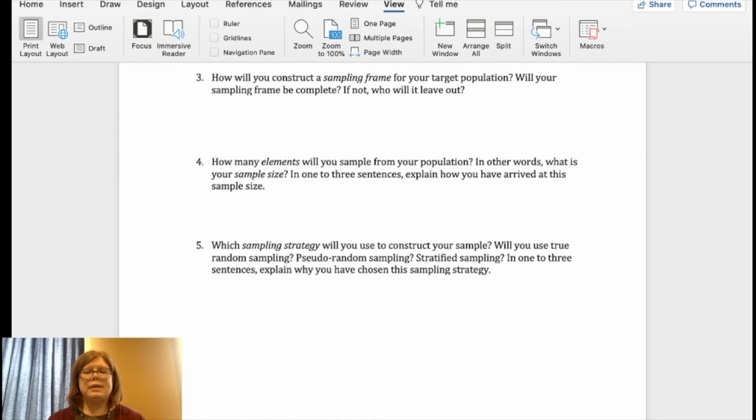In 1 to 3 sentences, I want you to explain how you've arrived at the sample size that you've chosen. So in other words, if you want to sample 100 students from Birmingham Southern College, why 100? Well, for me, I think that 10% of the student body is a pretty big sample and is big enough to be representative based on what it tells me in the textbook.